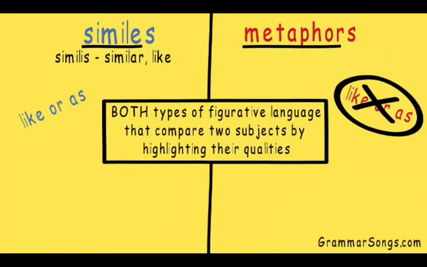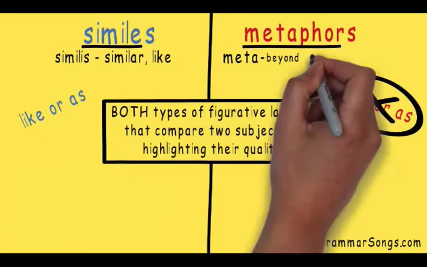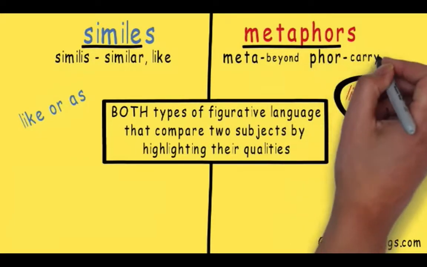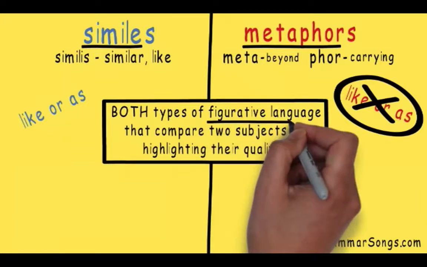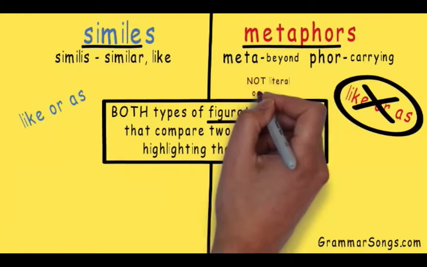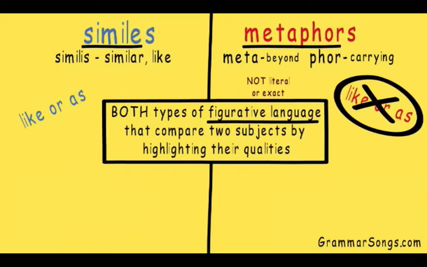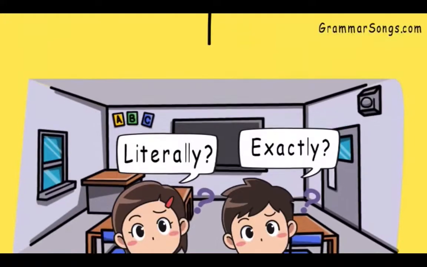The word metaphor is a combination of the Greek word meta, meaning beyond, and the Greek word for, meaning carrying. So to understand a metaphor, you must carry its meaning beyond the words you see. This is why both similes and metaphors are considered forms of figurative language. The words in a simile or metaphor cannot be understood literally or exactly. Literally? Exactly? Let me show you.